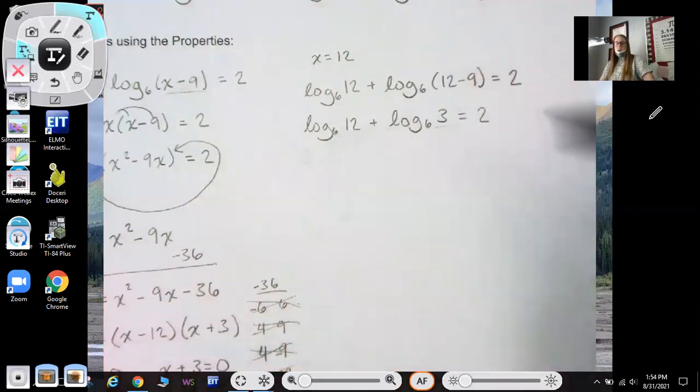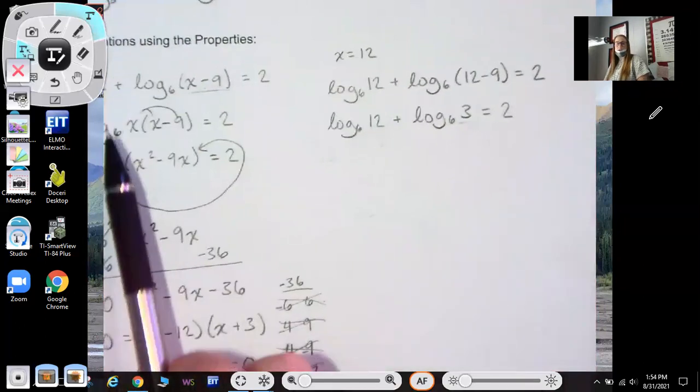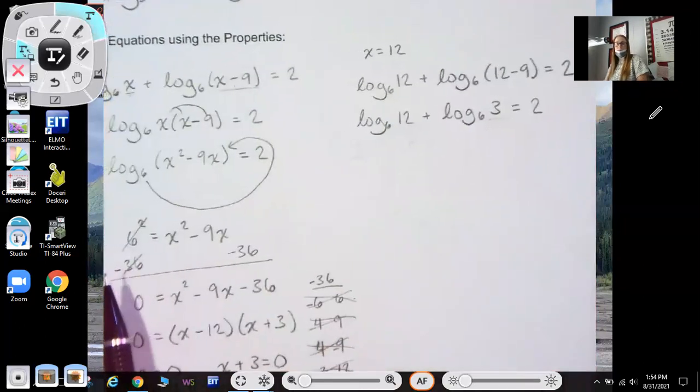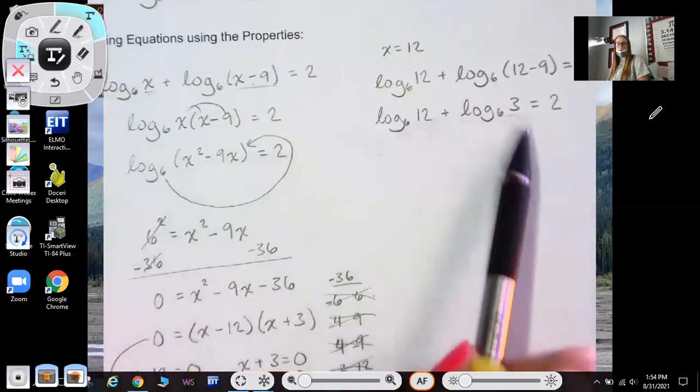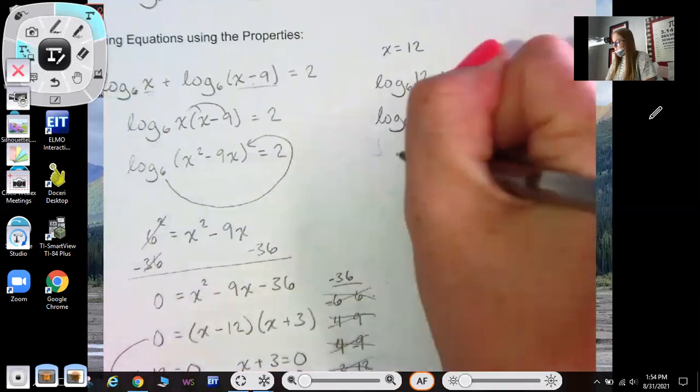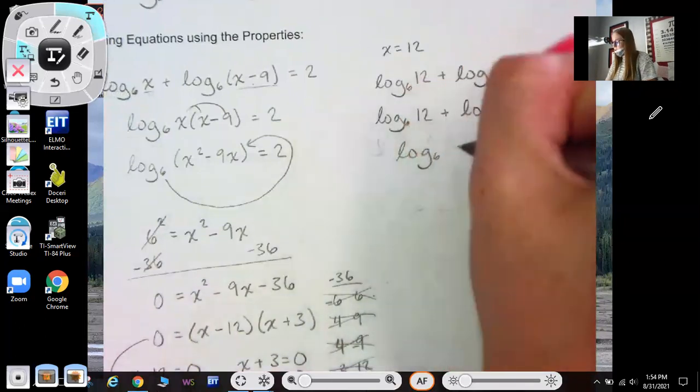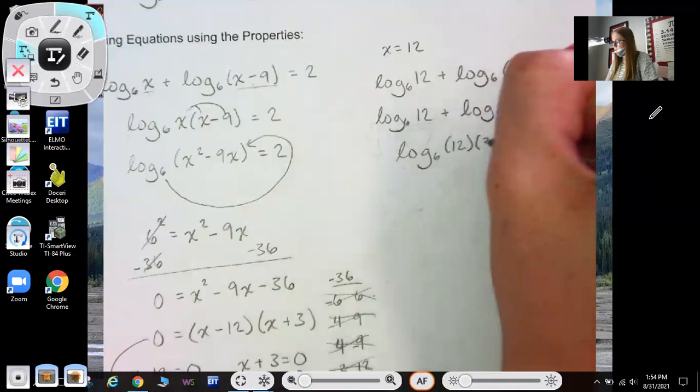Okay, once you've made sure that there's no negatives, you can basically follow the same steps that we took when we were solving. So the first step we did was to combine these two logarithms into one. So log base 6 of 12 times 3.